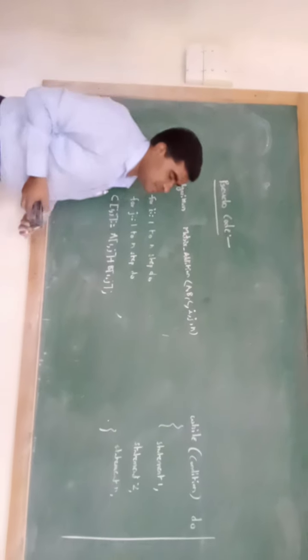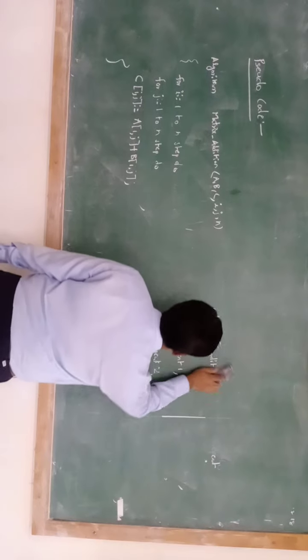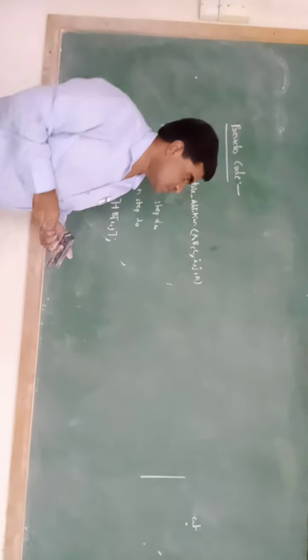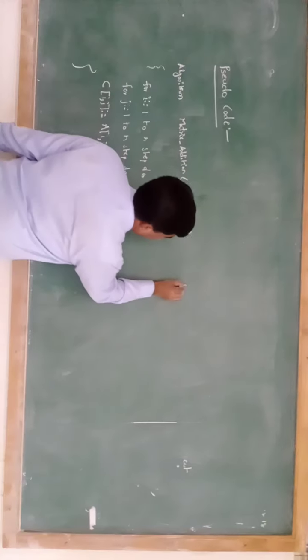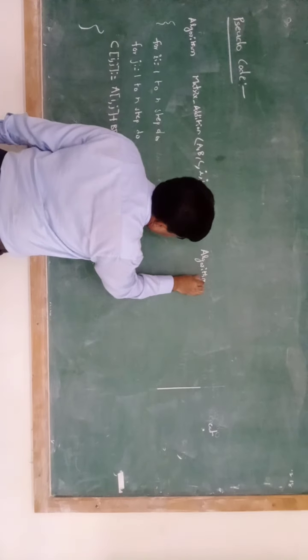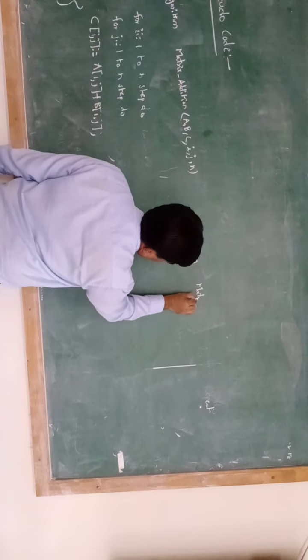Suppose for matrix multiplication we write the pseudocode. When we go for matrix multiplication, what are the conditions? Algorithm. The name of the procedure is matrix_multiplication.